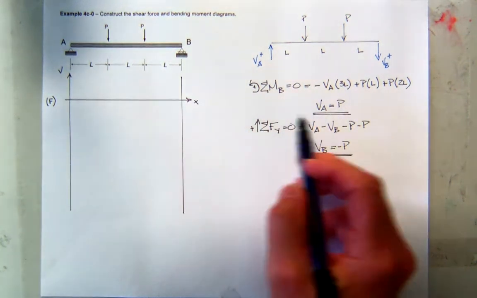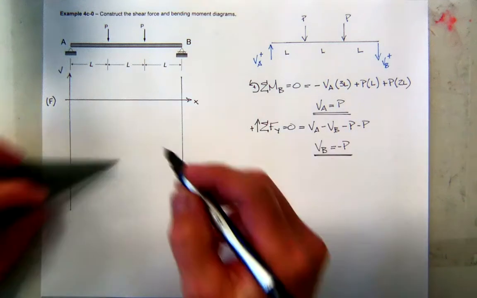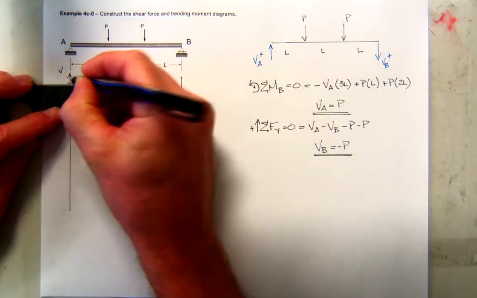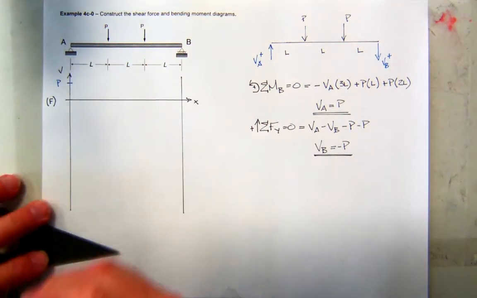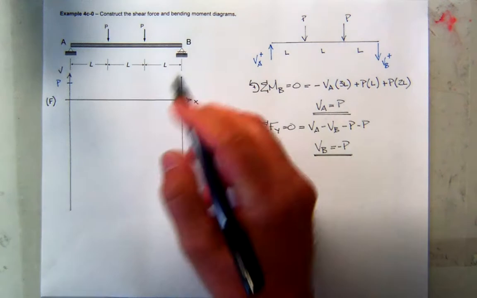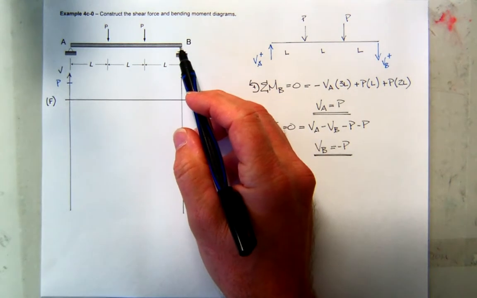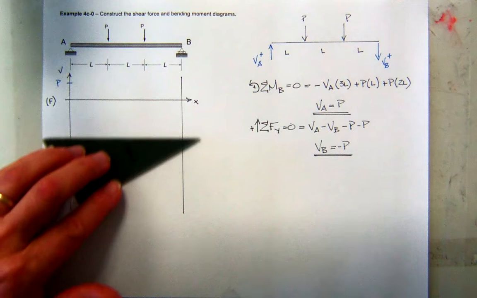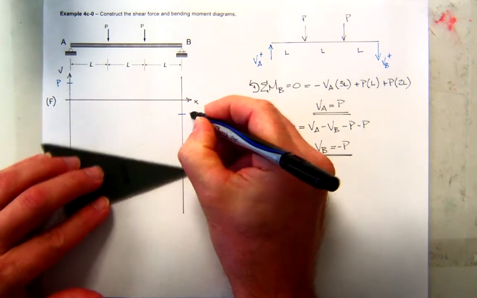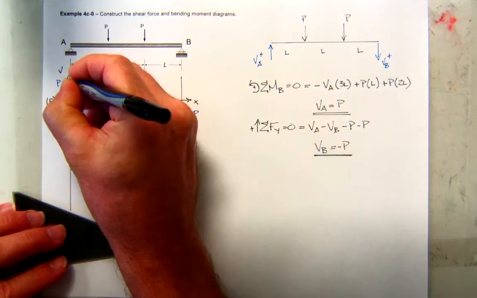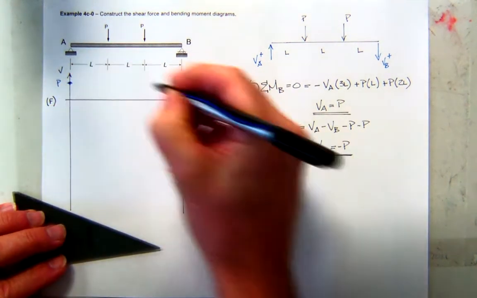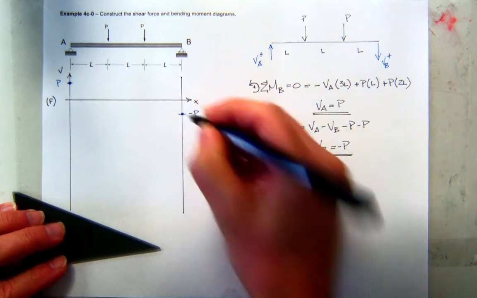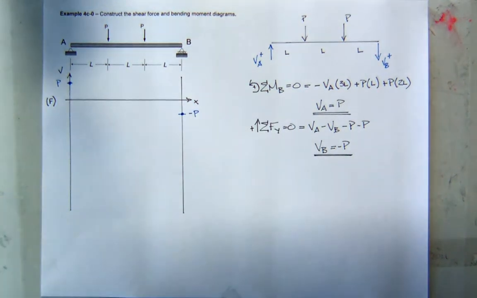Okay, so what's the shear at point A? I found it. It is P. So I'm going to start at P. What's the shear at B? I solved for it. It's what? Minus P. So I'm going to come and mark that minus P. So I know where I'm starting. I know where I'm going to end. If I can't connect those dots, the next thing I do, then something's not right.